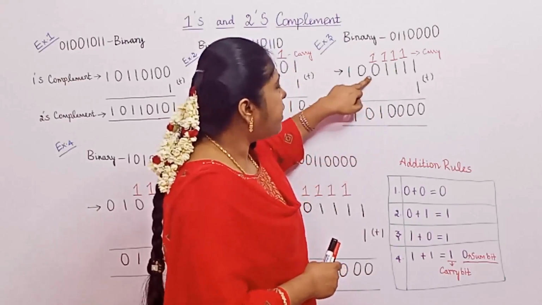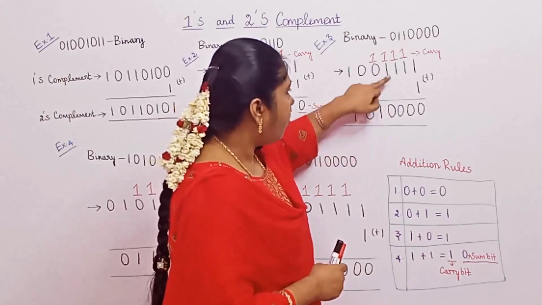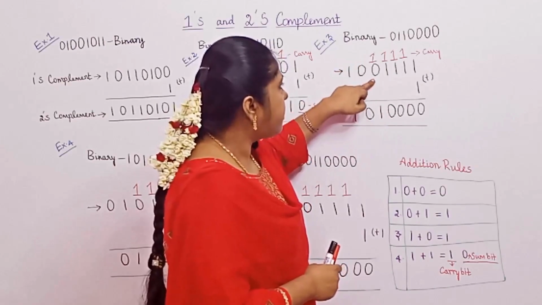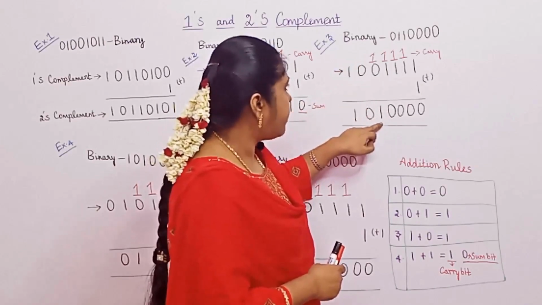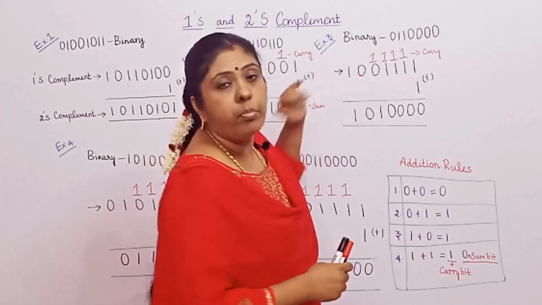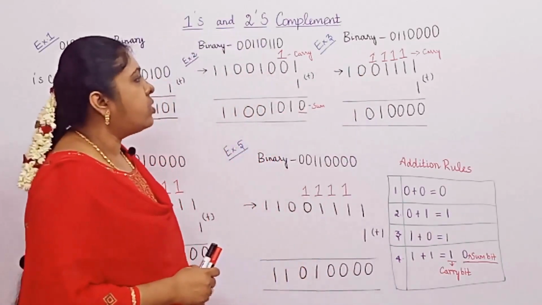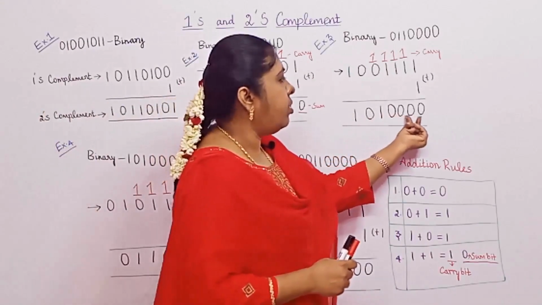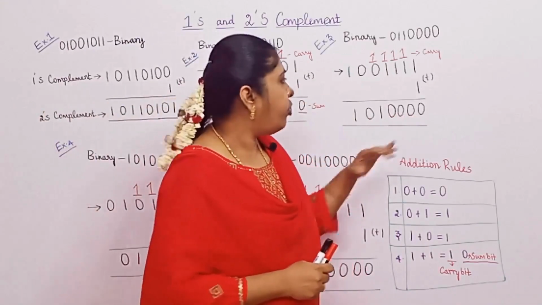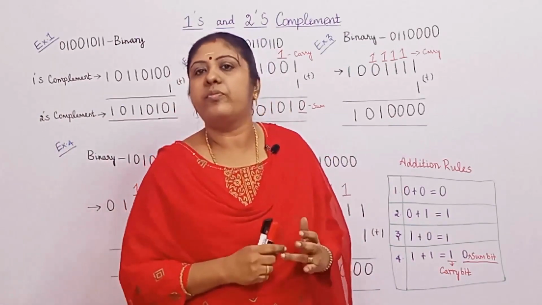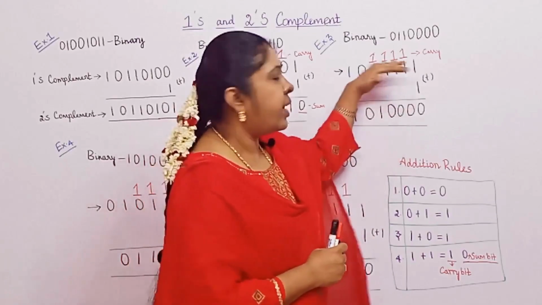Again 1 plus 0. Here 1 plus 1 is 0 with the carry 1, and here 1 plus 0 gives 1. Again this 1 0 is written as it is since there are no numbers to add here. So the final value is 10100000.